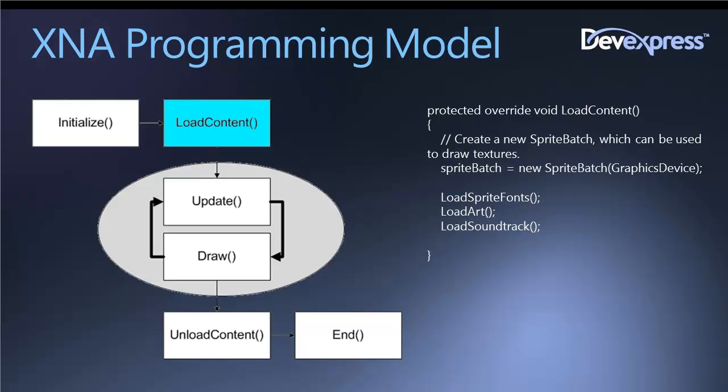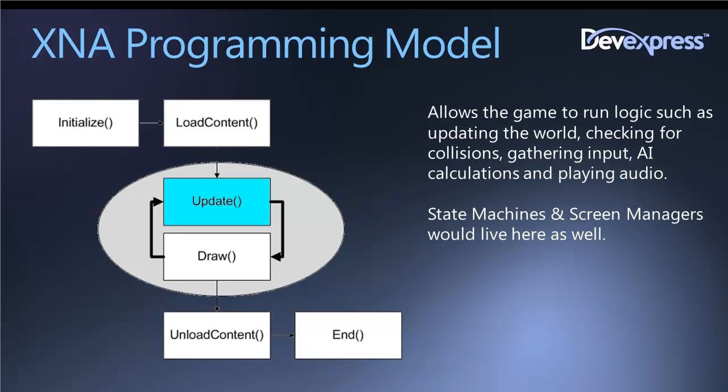So once we're done with load content, that's where we enter what we refer to as our game loop. Now, the game loop consists primarily of the two methods that you see, the update and the draw. Now, I'm going to talk a little bit about each of those and then talk about how they relate to each other and the game loop as a whole.